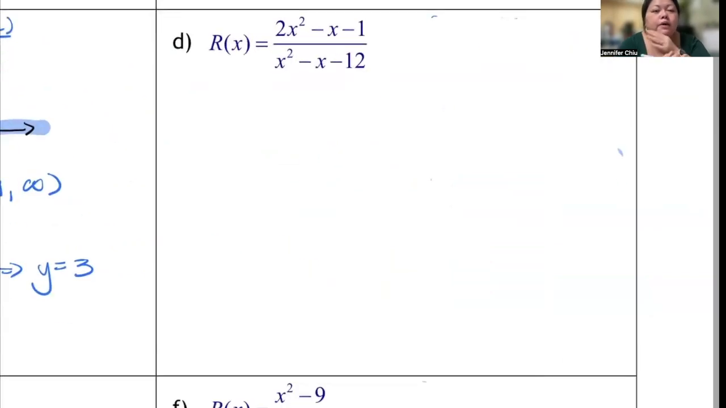Pause right now real quick. Go ahead and do part D, very similar to part C. And when you're ready, press play so you can see the answers being revealed.